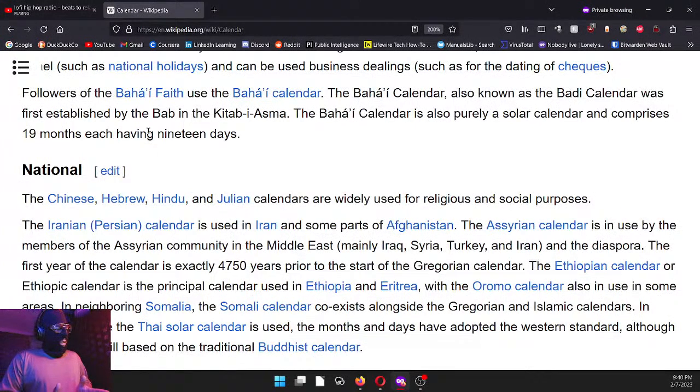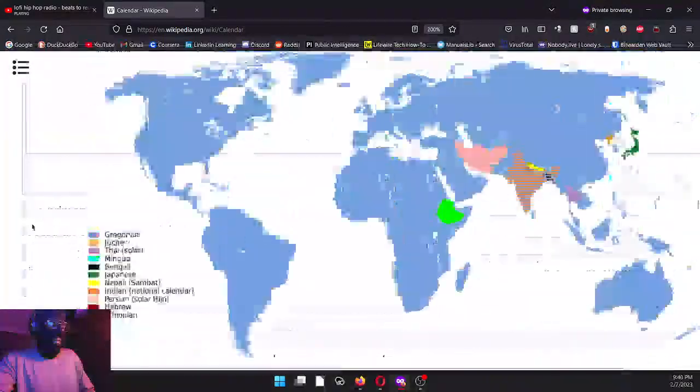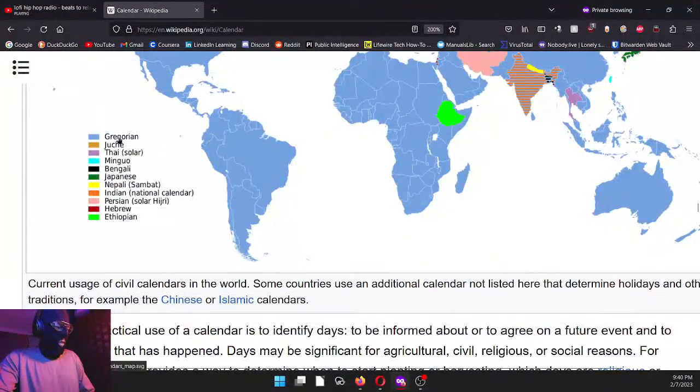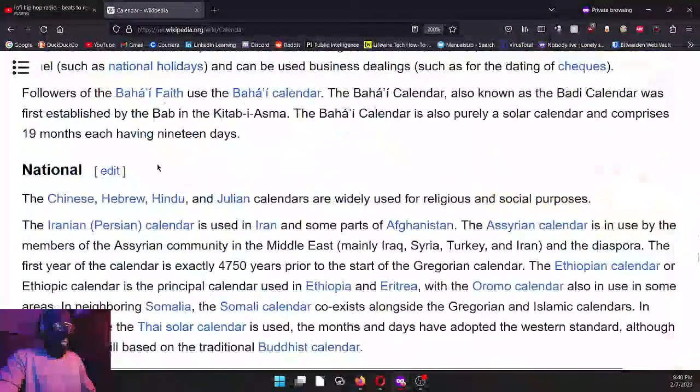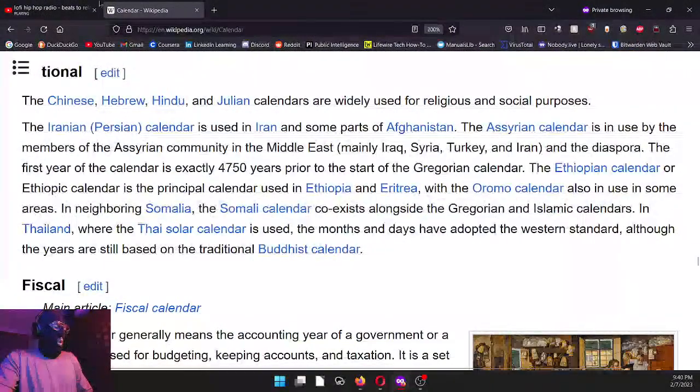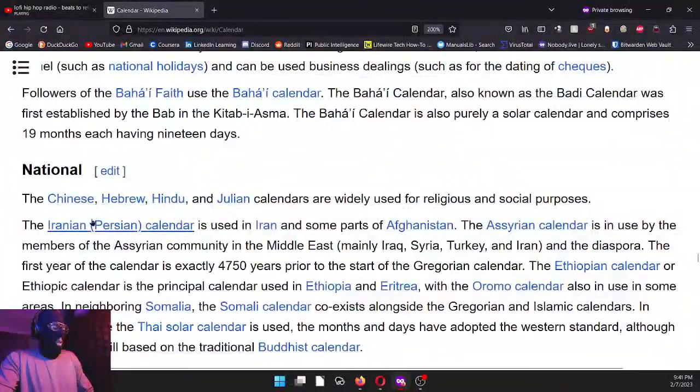National. The Chinese, Hebrew, Hindu, and Julian calendars are widely used for religious and social purposes. Now, there's plenty of other calendars used. I'll refer to this one later, there's a lot more than the four I just read. But it seems like they have this because, boy oh boy, there's a lot of people in the world who have Chinese, Hindu heritage. Now, for the Hebrew, I just take it because of how many diaspora groups are in the world who have, was it Hebrew descendancy or Jewish descendancy.